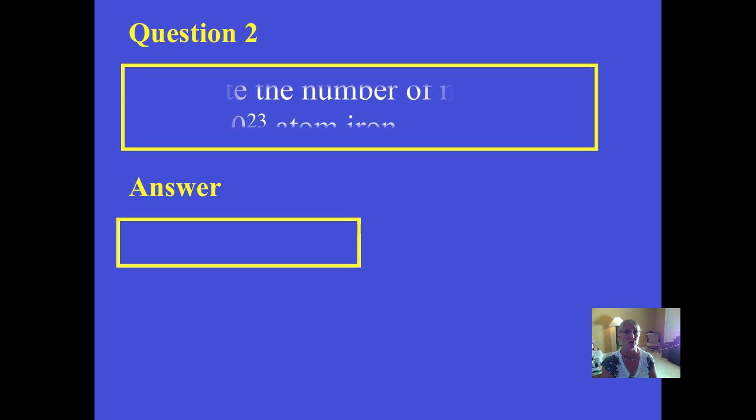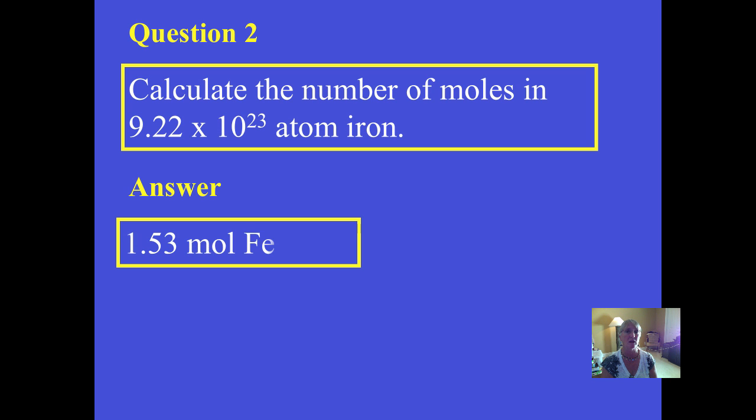In question 2, we're asking you to calculate the number of moles from the number of particles. Again, this is going to be just one conversion factor, the 6.02 times 10 to the 23rd. You figure out, should it go on the top or on the bottom of your conversion factor. Answer to question 2 is 1.53 moles of iron. We're slipping in symbols of elements there.